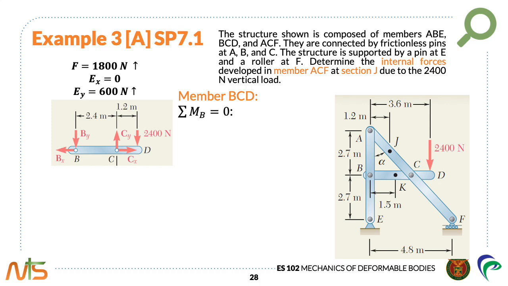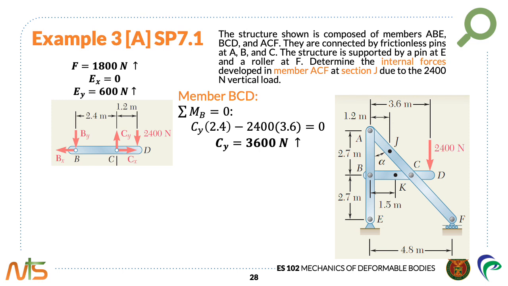First, we sum moments about point B, then equate it to 0. So we have Cy multiplied by the perpendicular distance of 2.4, positive since it creates a counterclockwise moment. And then we have the 2,400 Newton load multiplied by the perpendicular distance of 3.6 meters, negative since it creates a clockwise moment, then equated to 0. From here, we have Cy equal to positive 3,600 newtons.